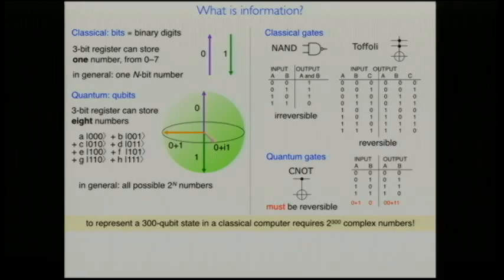Now the strange thing is, as I implied earlier, that in a quantum computer, a 300 qubit state, if we tried to represent that in a classical computer, would require 2^300 complex numbers. Now that's more numbers than there are particles in the universe, and so a 300 qubit computer is not very large in principle. It could be something that fits on this bench. If we were to try and represent the state of that with a classical computer, we'd need every single particle in the known universe.